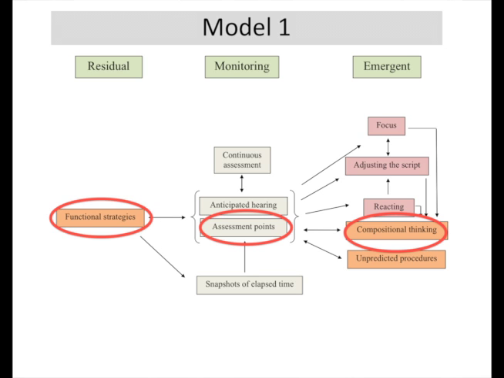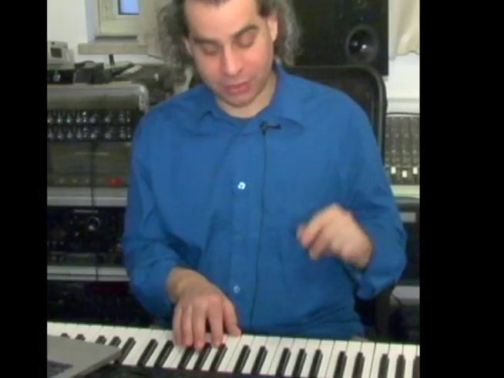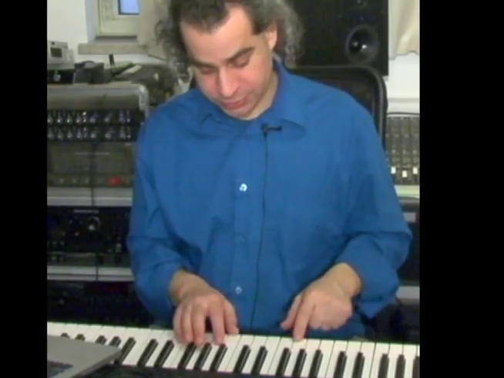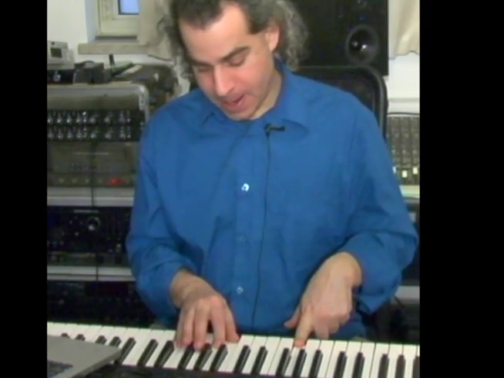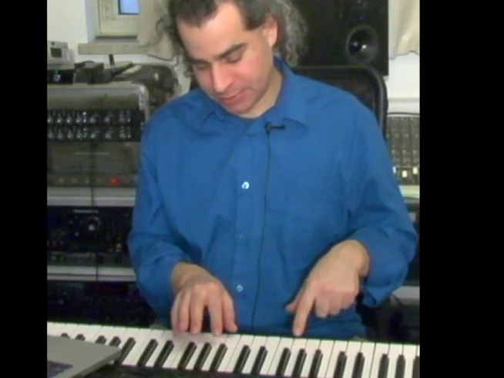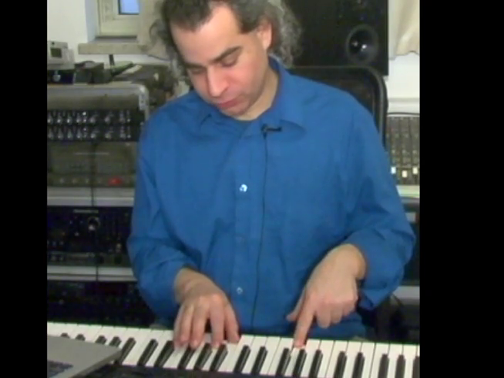I search now in my functional strategies because my assessment point has identified an improvisational problem, which is how to construct a sparse texture. And my functional strategies give me a reservoir of ideas, and I choose, okay, we're going to start with a non-triadic chord, which is this. All right, I'm playing, it's like an F major in first inversion with the second added.